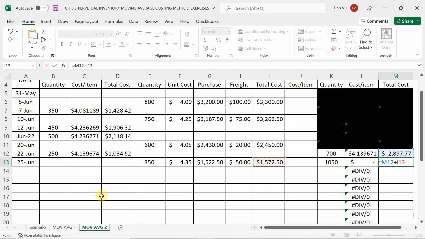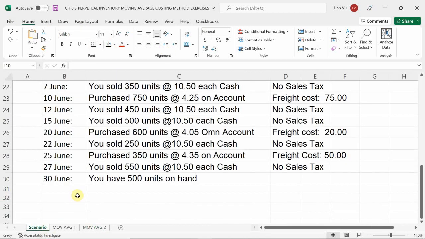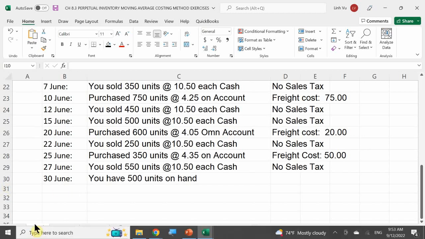1,050. Good, 1,050. Your new grand total is? 4,470.27. Good, so as you can see, once again, because we end up purchasing our inventory at a higher cost, it increased my average cost per item. Okay, let's see. Last but not least, on June 27, you end up selling 550 units, leaving a grand total of 500 units left on hand.